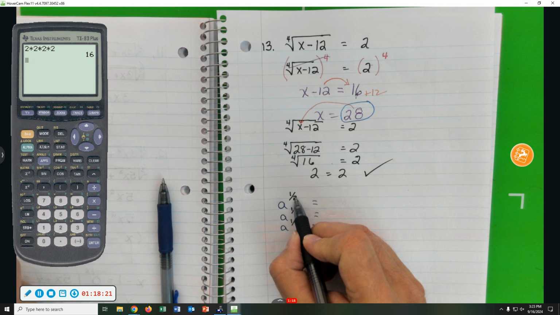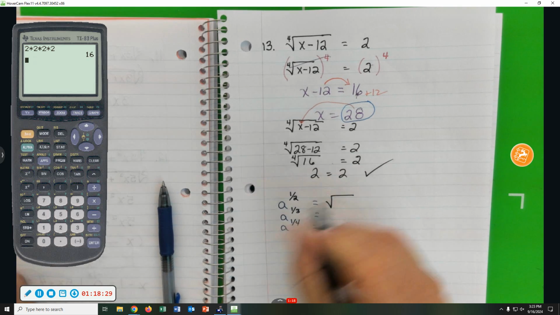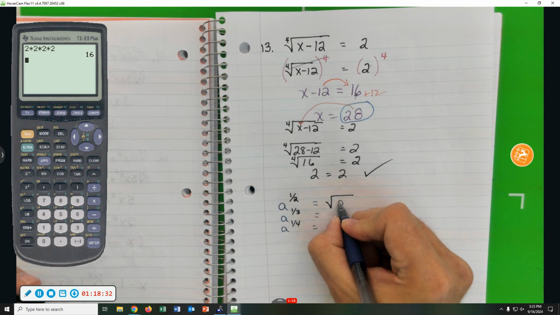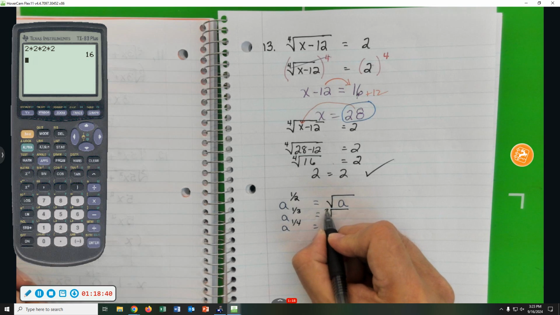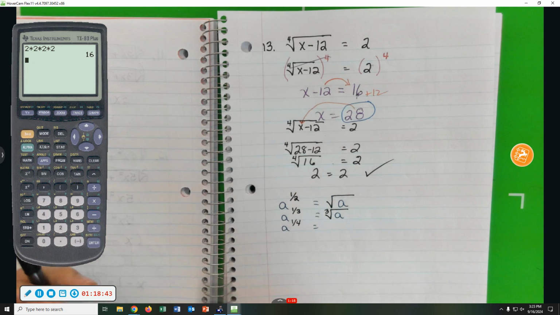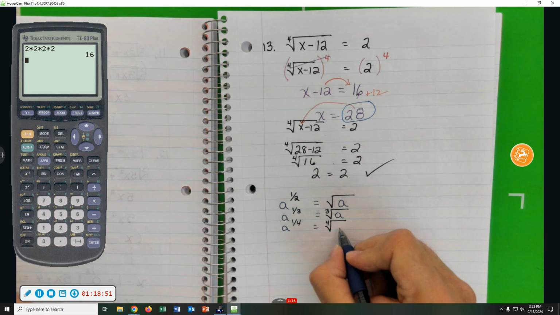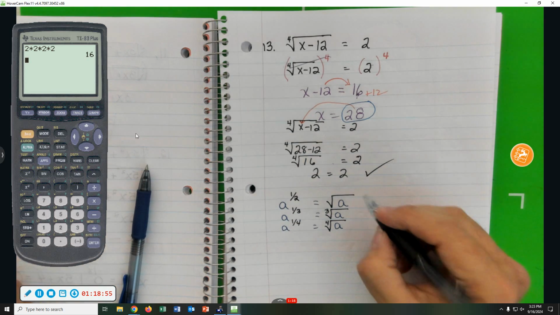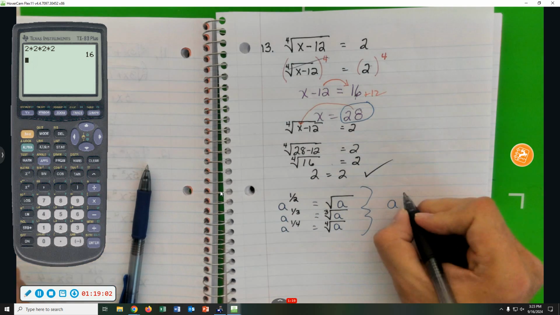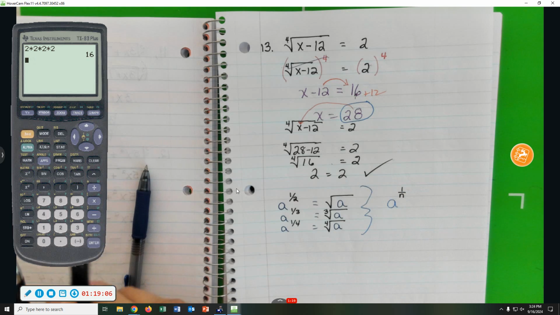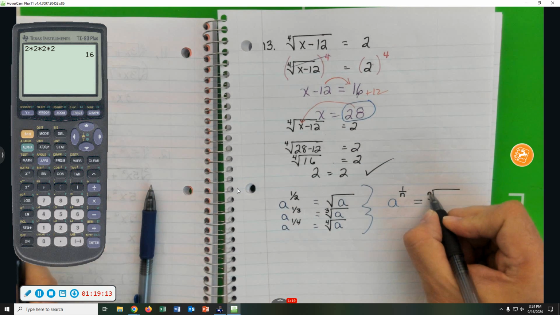A 1/2 exponent, and this will be popping up throughout the semester, especially once we get to the logarithmic and exponential problems, is the same thing as a square root. A 1/3 exponent is the same thing as a cube root. A 1/4 exponent is a fourth root. In general, we summarize all of this by saying a to the 1 over n power. Whatever that bottom number is, that is the root, the index of the root.